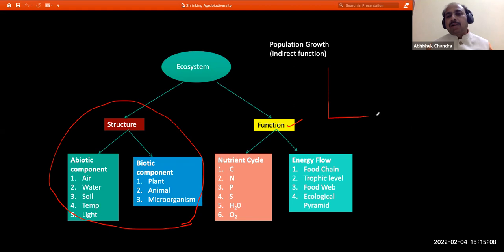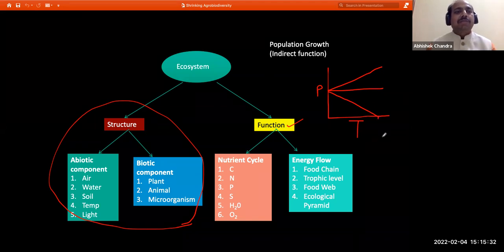If we draw this, here is the population and here is the time. If with time the population is increasing or constant, then the ecosystem will be sustained. If it goes like this, after some time it will collapse and the population will be zero. So there is no meaning of an ecosystem with a decreasing population. If the ecosystem is sustained, then sustainability will be positive.